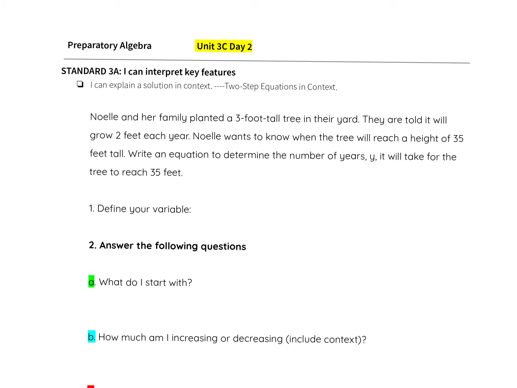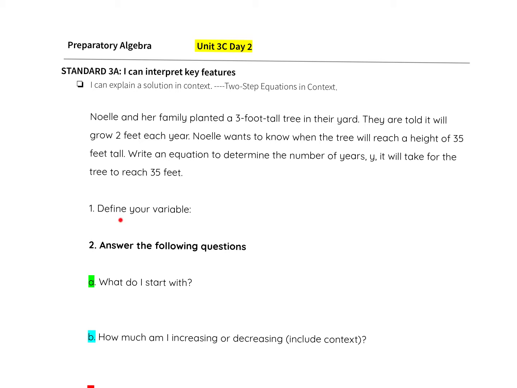First, let's read it. Noelle and her family planted a 3-foot tall tree in their yard. They are told it will grow 2 feet each year. Noelle wants to know when the tree will reach a height of 35 feet tall. Write an equation to determine the number of years it will take for the tree to reach 35 feet.